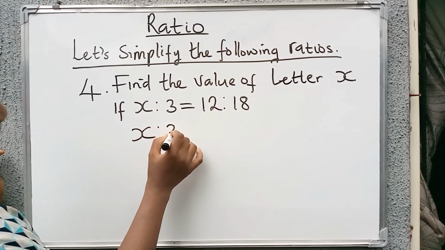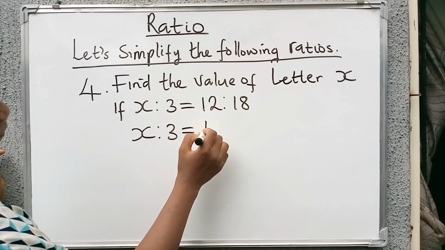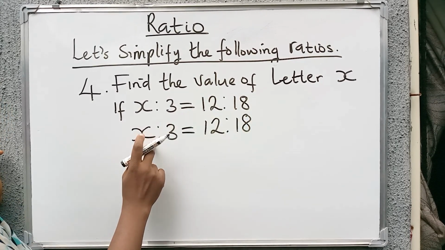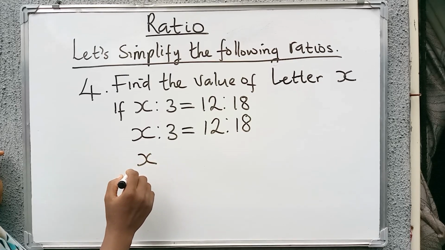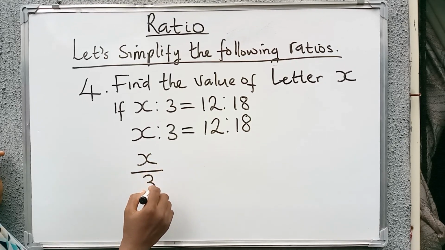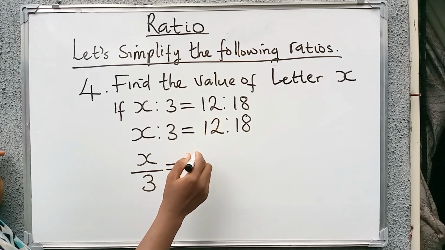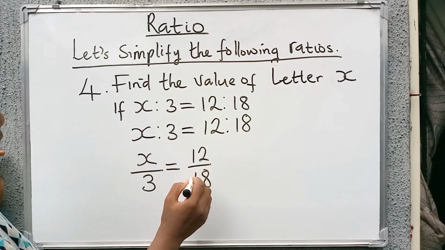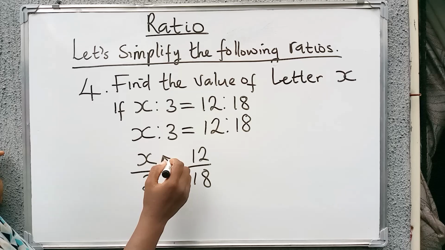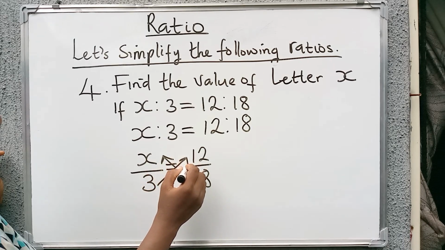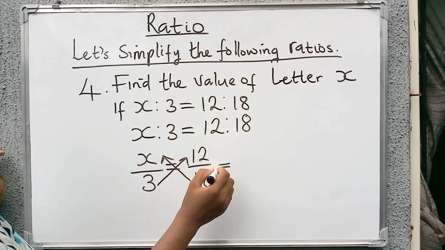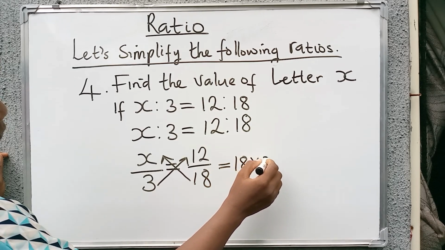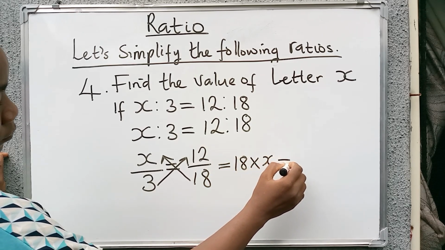Look at example 4. There is a missing value, and that is x. How do we find x? We find x by turning our ratio, x is to 3, into a fraction form. This time around, we say x over 3 equals 12 over 18. At this point, we cross multiply. We say 18 times x will give us 18x.